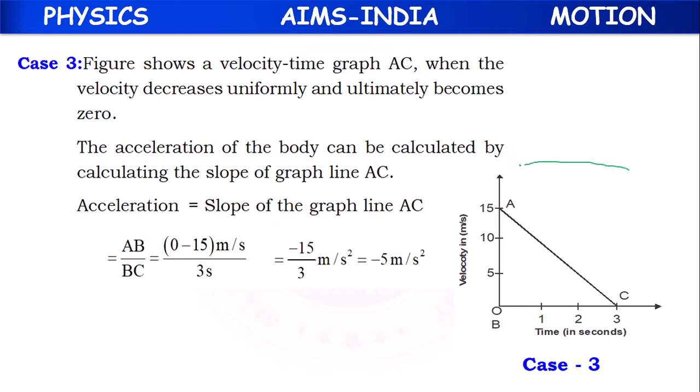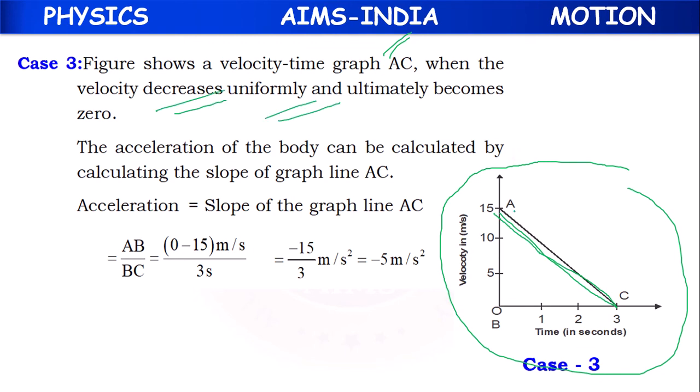so here this figure shows the velocity time graph. AC is the graph showing velocity time. The velocity decreases uniformly, 15 to 10, 10 to 5, 5 to 0 uniformly, and ultimately it becomes 0. So in this case also the acceleration can be calculated by the slope of graph line AC. This AC is called the graph line.